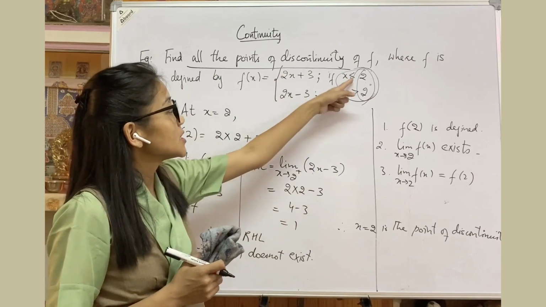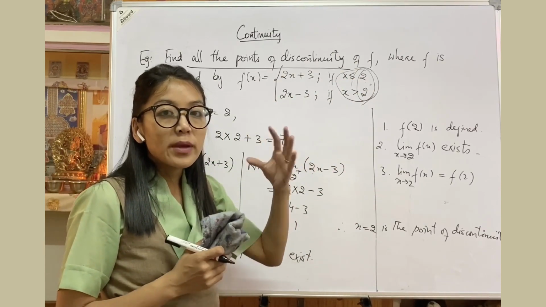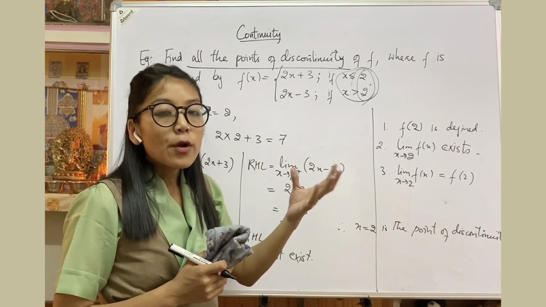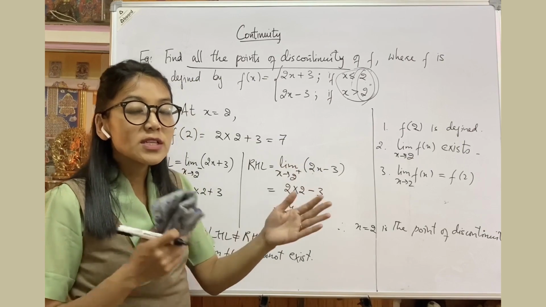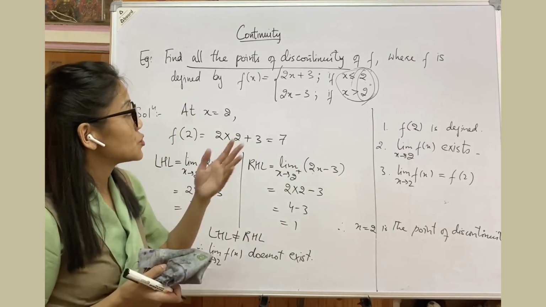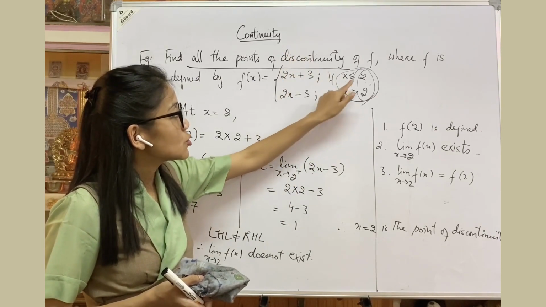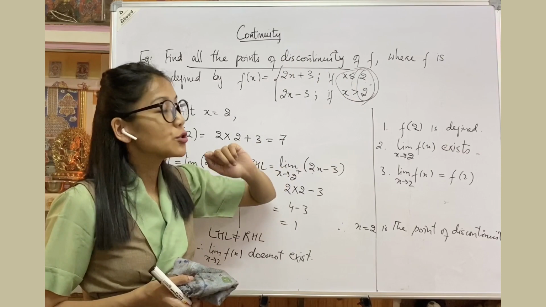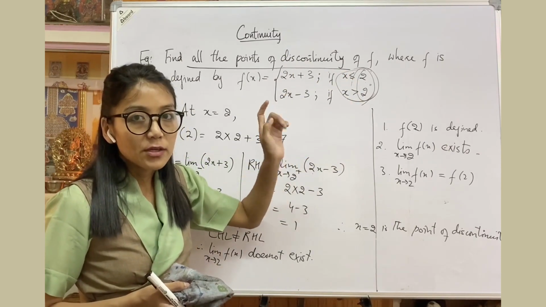Wherever the function is changing its behavior, only at that point the function may or may not be continuous. So you have to check the continuity only at that point, even though it is asked to find all the points of discontinuity. Okay, so this is just to confuse you, so whatever the question is, you will check the continuity of the function only at that point at which the function is changing its behavior. So you will remember that.